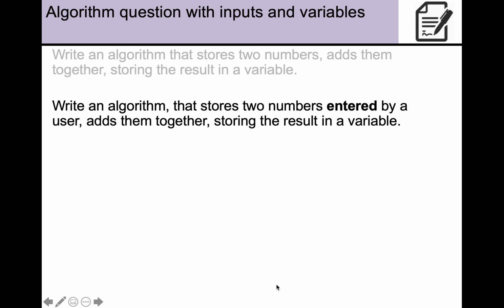So let's look at the same question, but we're going to change it just a little bit. So we're going to write an algorithm that stores two numbers entered by a user, adds them together, storing the result in a variable. Well, previously we just assigned the numbers 50 and 20, but here we want to give the option to the user, the person using the program, to enter those numbers.